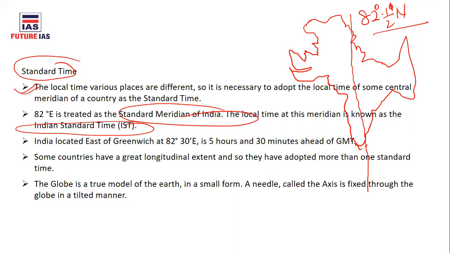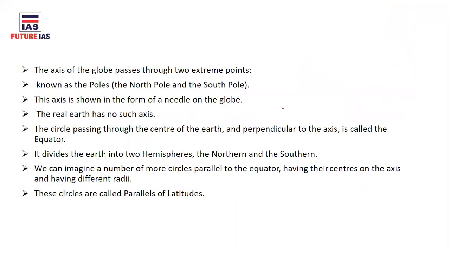So it is basically based on this longitude, which divides India into two portions. India is located east of Greenwich at around 82 and a half degrees east, which is 5 hours and 30 minutes ahead of Greenwich Meridian Time. Based on this calculation, we calculate the standard time of India, all right.